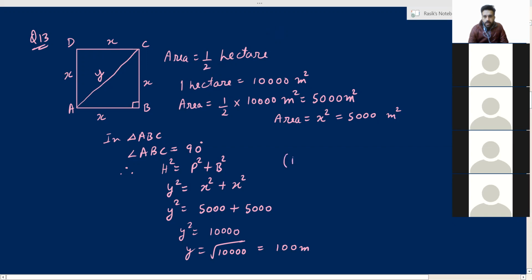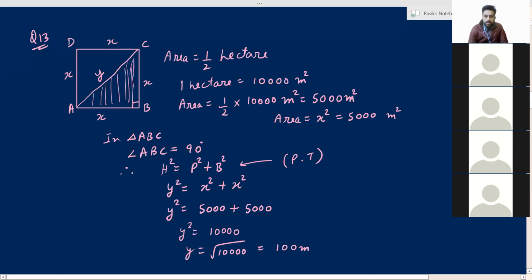Actually, we are writing the Pythagoras theorem here. We are using Pythagoras theorem in triangle ABC. What is the hypotenuse of this triangle? The hypotenuse is y, the perpendicular is x, and the base is also x.